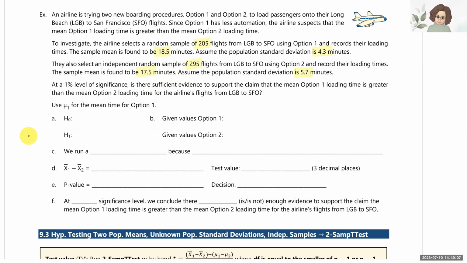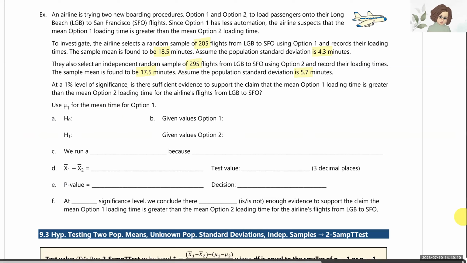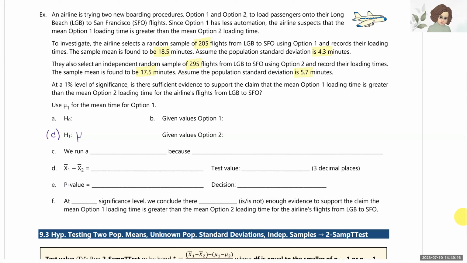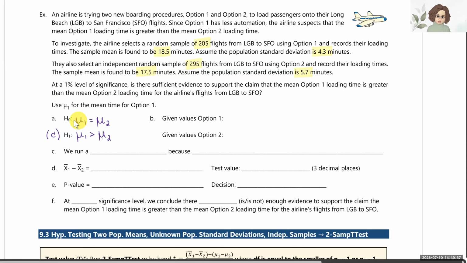So let's go ahead and write our claim here first. The claim they're testing is that the population mean loading time for option 1 is greater than the population mean loading time using option 2. So our null hypothesis will be that they are actually equal. So we're going to, as always, assume the null hypothesis is true at the start, and then see if the collected data convinces us otherwise.